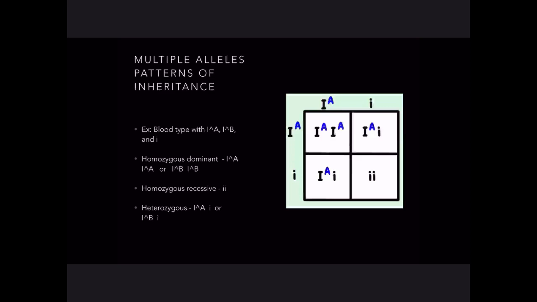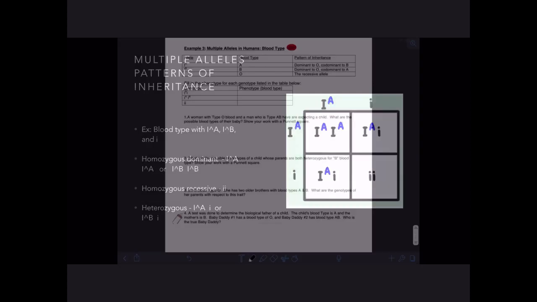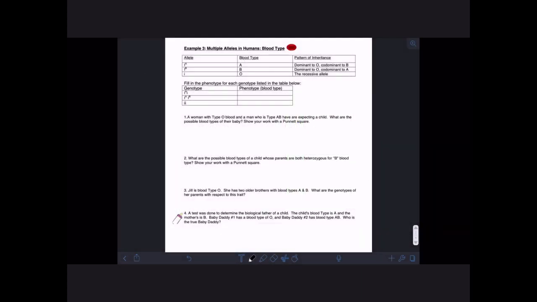So uppercase I, uppercase A, uppercase I, uppercase A is going to be phenotypically identical to uppercase I, uppercase A, lowercase i. This is a practice problem that has to do with blood type and focuses on multiple alleles in humans.